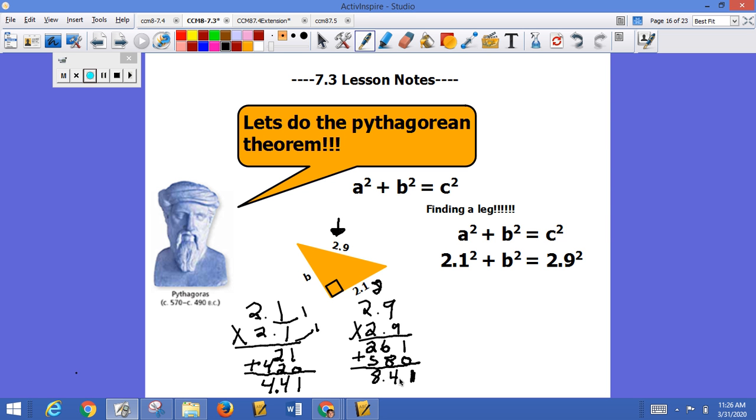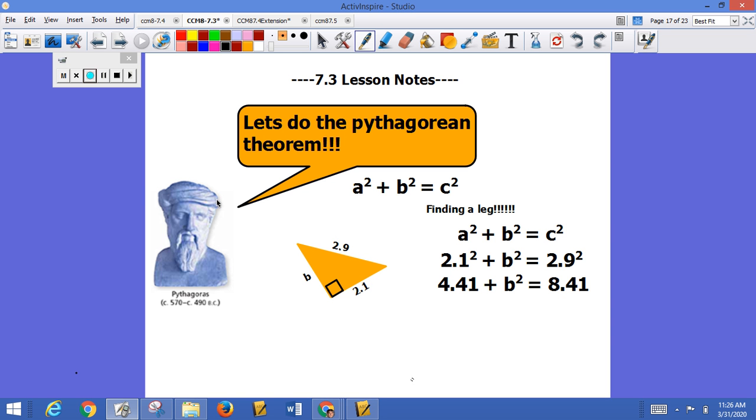Now that I've evaluated my squares, I'm going to plug those into my equation. I'll get 4.41 plus b squared equals 8.41. I'm going to solve this for b. So I'm going to subtract 4.41 from both sides. I get b squared equals 4. Now I'm looking for b, so if b squared equals 4, all I have to do is take the square root. The square root of b squared is b, and the square root of 4 is 2. So our unknown side length here is 2.